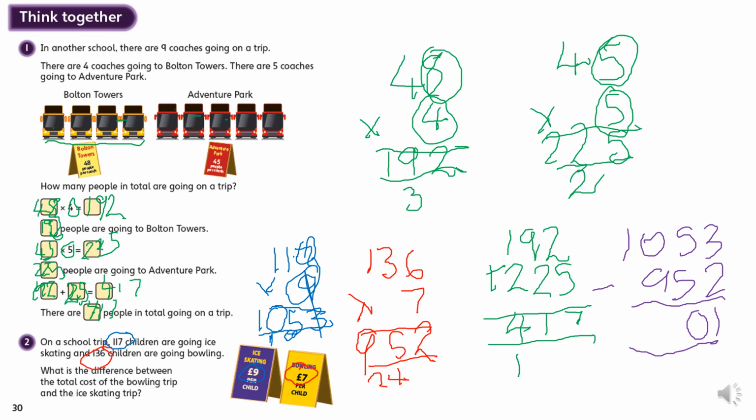And then I have 0 take away 900, which I cannot do, so I've got to exchange from that column. So that then becomes the 0, and that becomes the 1000. Or you could just look at it as 1000 and not have to do the exchange. But I know 1000 take away 900 is 100. So the difference between the total cost of the bowling trip and the ice skating trip equals £101. Okay?